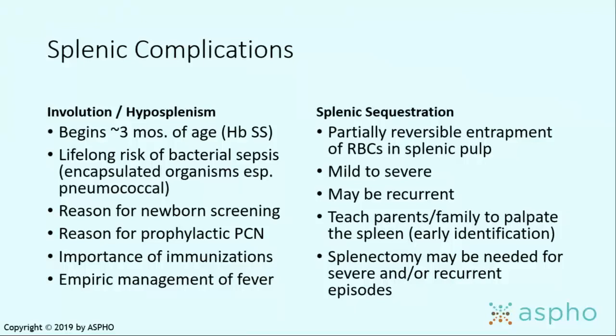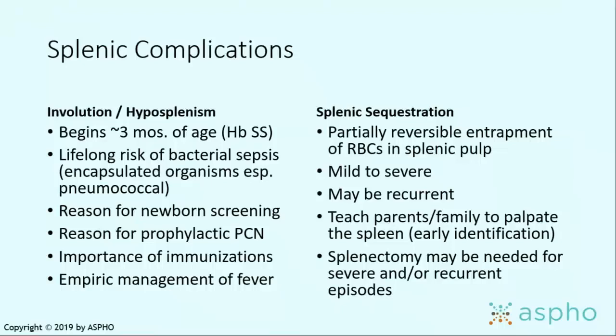So splenic complications begin about 3 months of age. It's a lifelong risk of bacterial sepsis to encapsulated organisms. It's why we screen them as newborns, because the goal is to get them on prophylactic penicillin by 2 months of age. It's important why we push the importance of immunizations and why we strongly educate parents on the empiric management of fever.